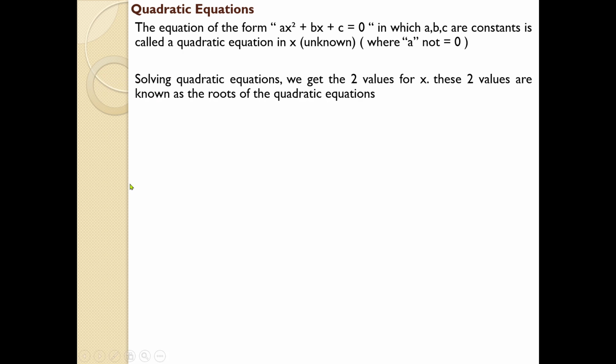And where a is not equal to 0. That means whatever the question, whatever the case or whatever the adjustment, the value of a will never ever be 0. That is one of the most important properties of quadratic equations. Solving a quadratic equation, we get two values for x. These two values are known as roots of quadratic equations.